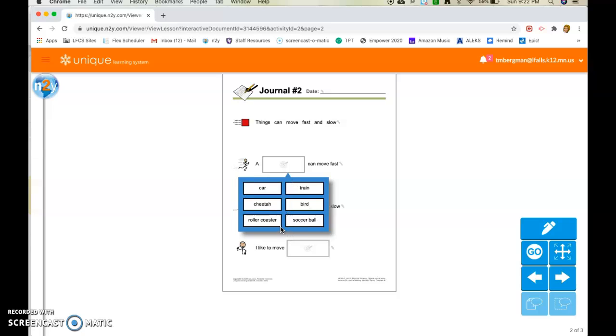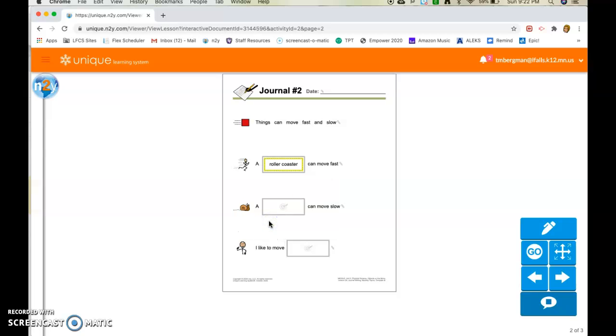It's a little bit more challenging, but you can handle it. This time I'm going to choose a roller coaster. A roller coaster can move fast. There is not a right or wrong answer. These are your journal entries, so remember, you're using what you want to do. Don't copy somebody else's. You can choose what you want because I want to hear your opinions.